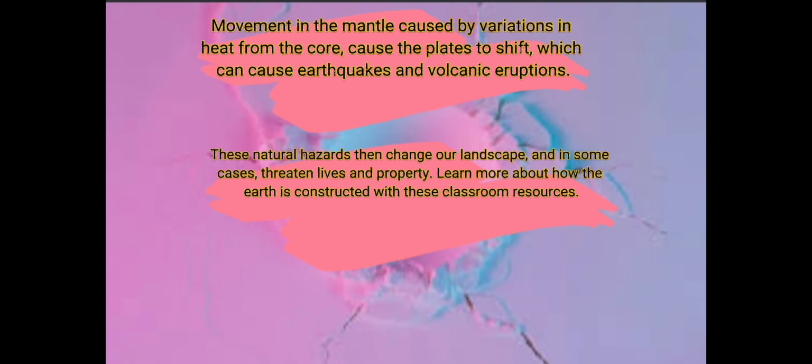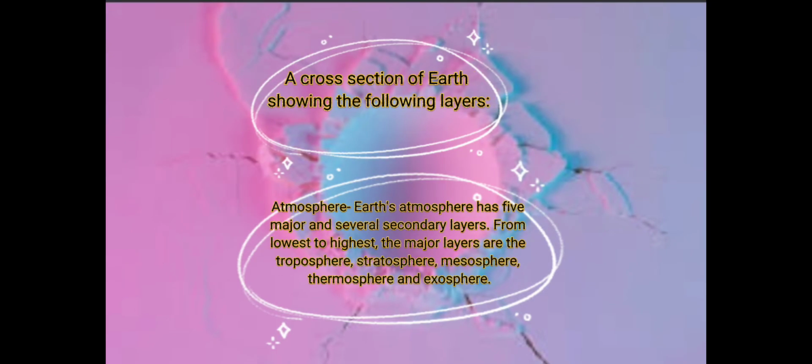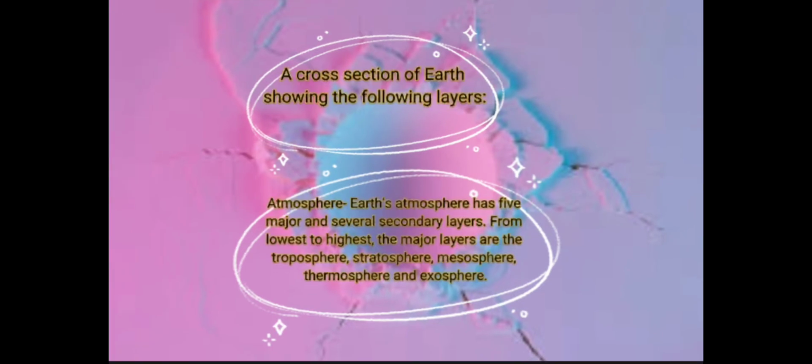Movement in the mantle caused by vibrations in heat from the core causes the plates to shift, which can cause earthquakes and volcanic eruptions. These natural hazards then change our landscape and in some cases threaten lives and property. Learn more about how the Earth is constructed with these classroom resources. Cross-sections of Earth showing the following layers.